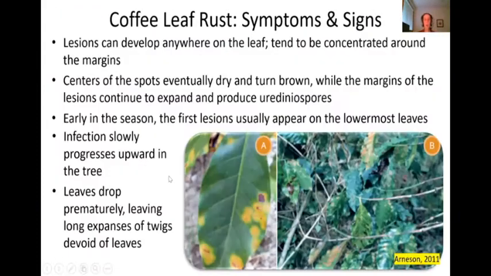Okay, so lesions can develop anywhere on the leaf, but they tend to be concentrated on the outsides where the moisture, the rain or the dew actually will collect on the leaf. And the centers will dry and turn brown. Early in the season, they tend to see, at least elsewhere in the world, the lowest branches infected first. Again, the material usually starts perhaps on the ground, it's splashed up, it starts the disease cycle, and as more spores are produced and the environmental conditions warrant, they start to spread, mainly the localized spread through water splashing.